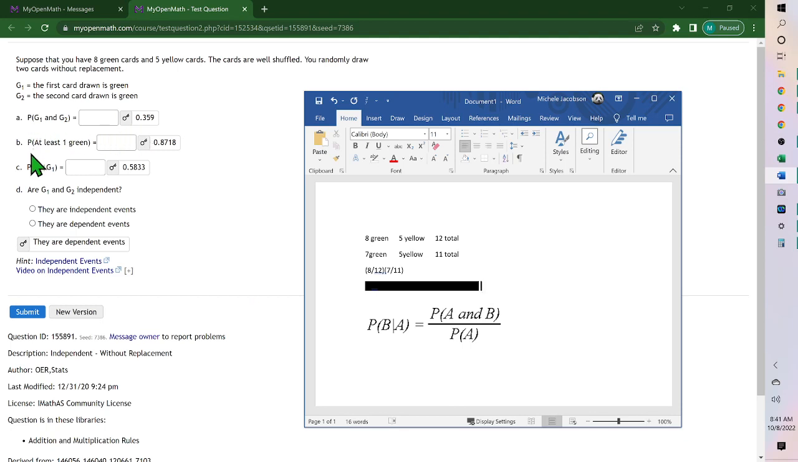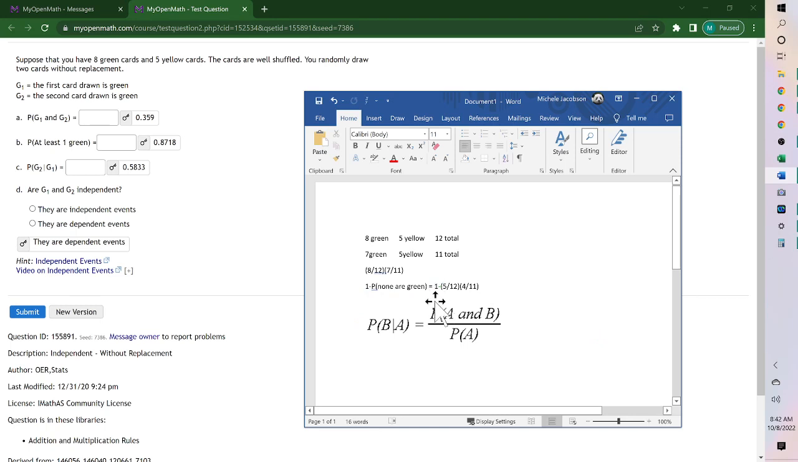The next one is the probability that at least one is green. Well, the probability that at least one is green would be the probability that the first one's green, the probability the second one's green, or the probability that both of them are green. So you could find each of those probabilities and add them together, or you could take 1 minus the probability that none are green, because there's only one case there.